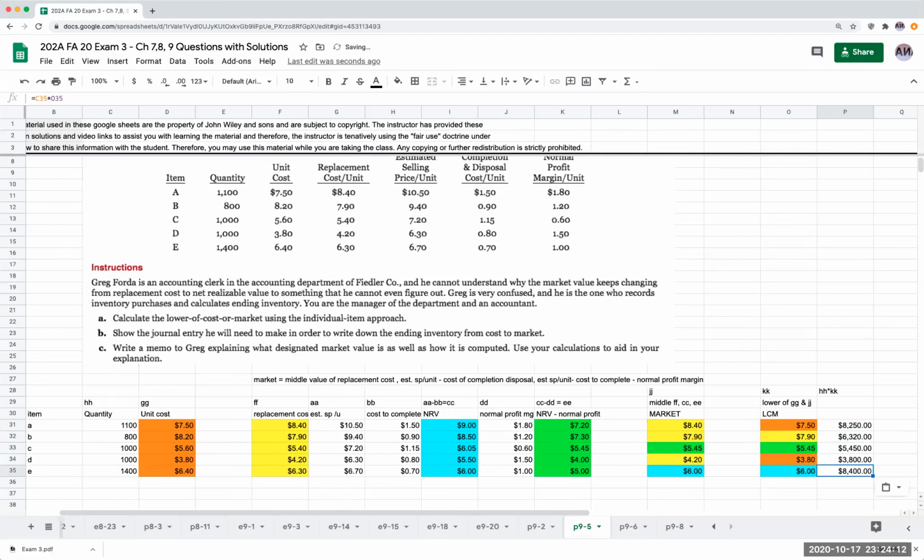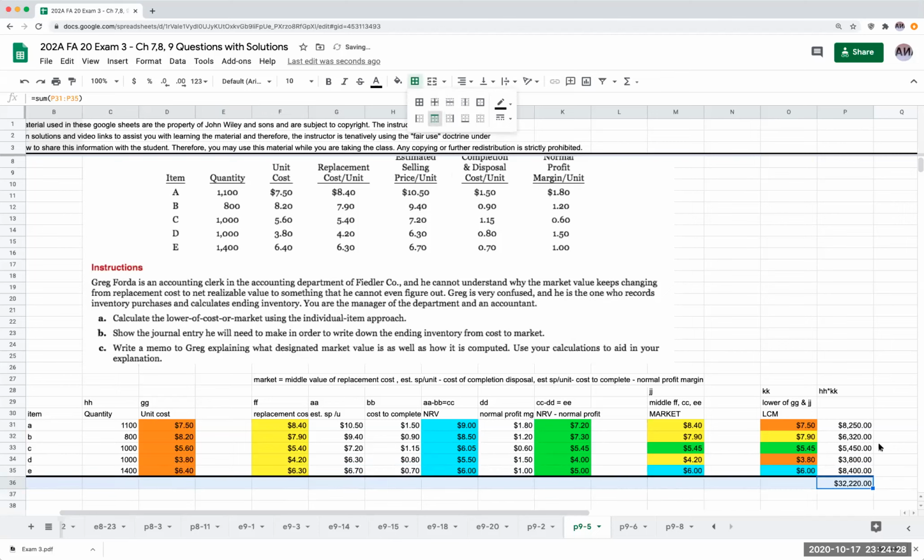So my total ending inventory value is going to be $32,220, and that's part A. So my part A answer is $32,220.